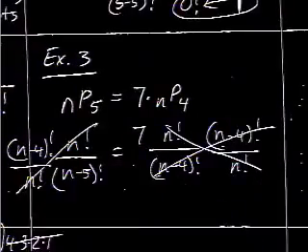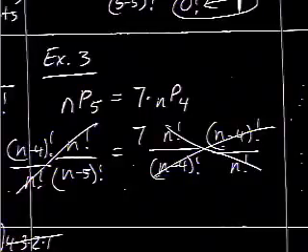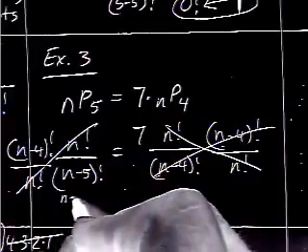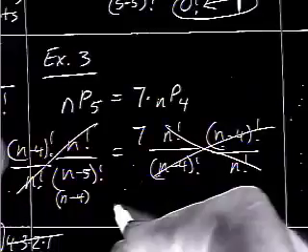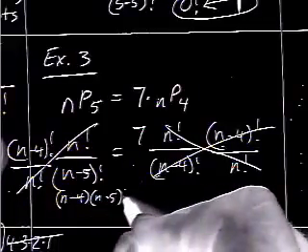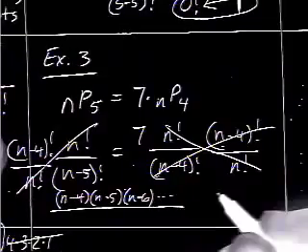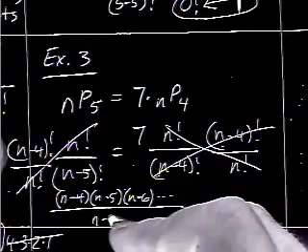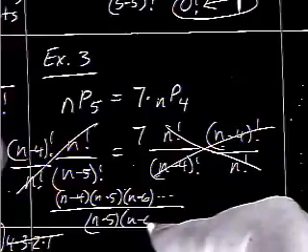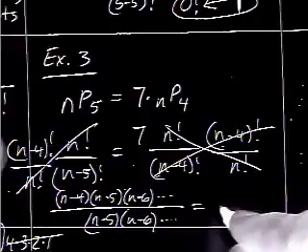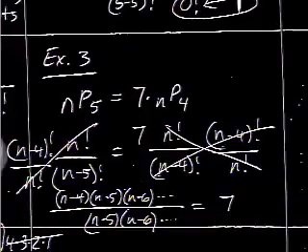And watch the magic happen as many things cancel out. Now, we have n minus 4 factorial, which is n minus 4 times n minus 5 times n minus 6 times n minus 7, dot, dot, dot. And on the bottom, we have n minus 5 times n minus 6 times n minus 7, dot, dot, dot. And that's equal to 7.